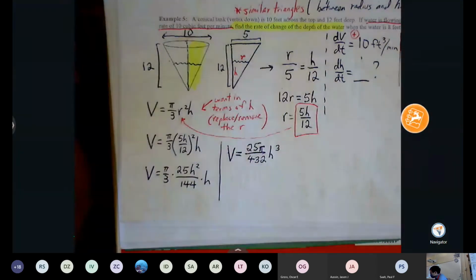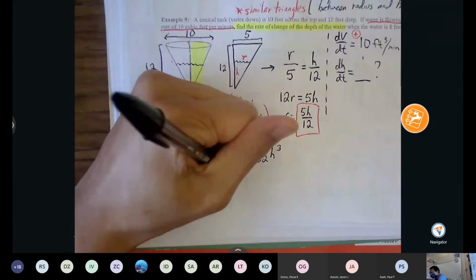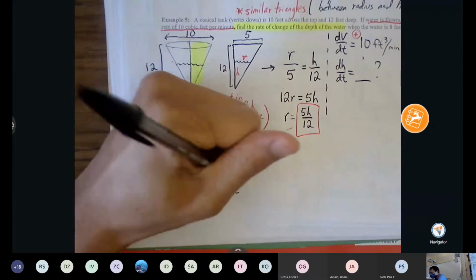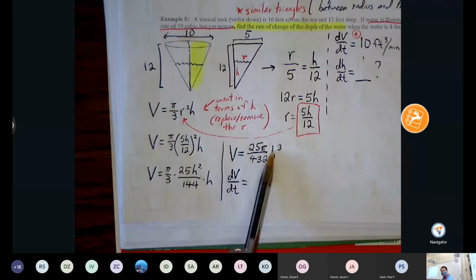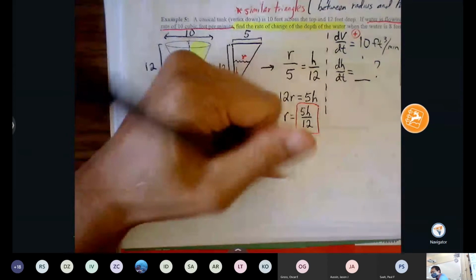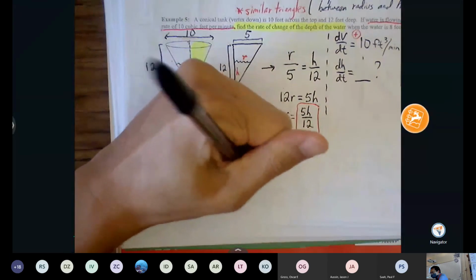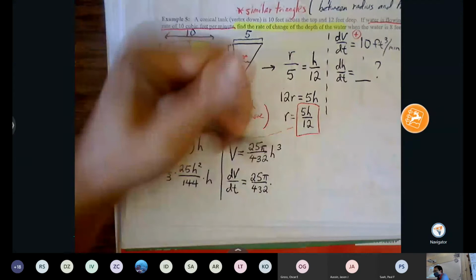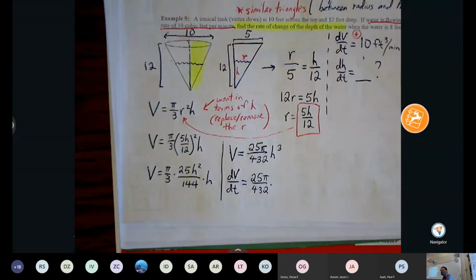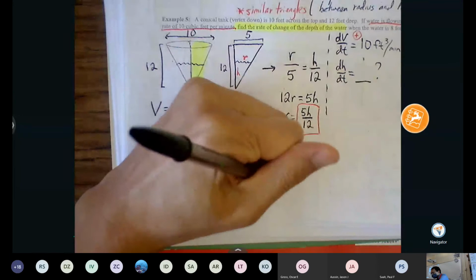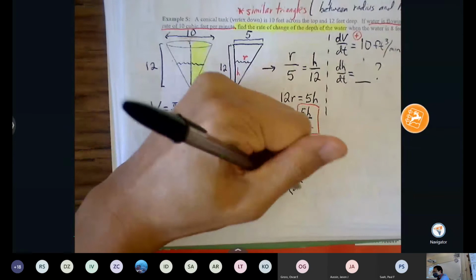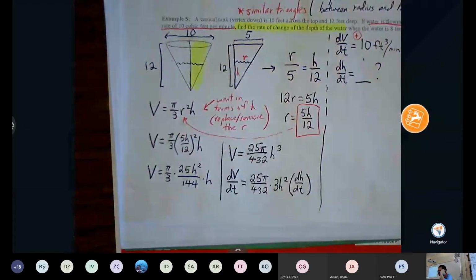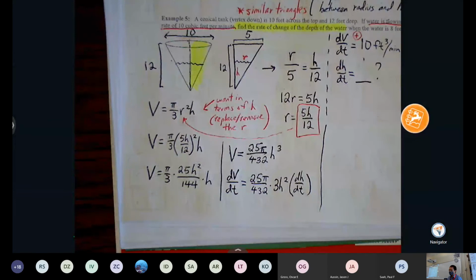V becomes dV over dt. Good. This messy fraction stays, right? It's not going to go anywhere. And then h cubed becomes what? And don't forget 3h squared times dh over dt. All right, our path to our answer is going to be a lot cleaner now, a lot more straightforward. Any questions up to this point?